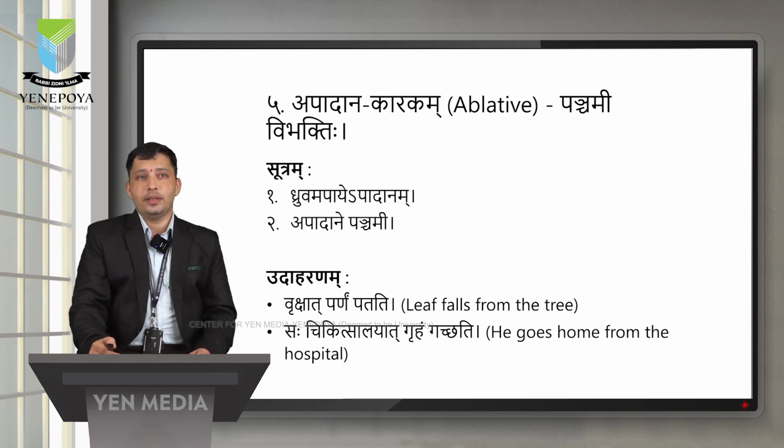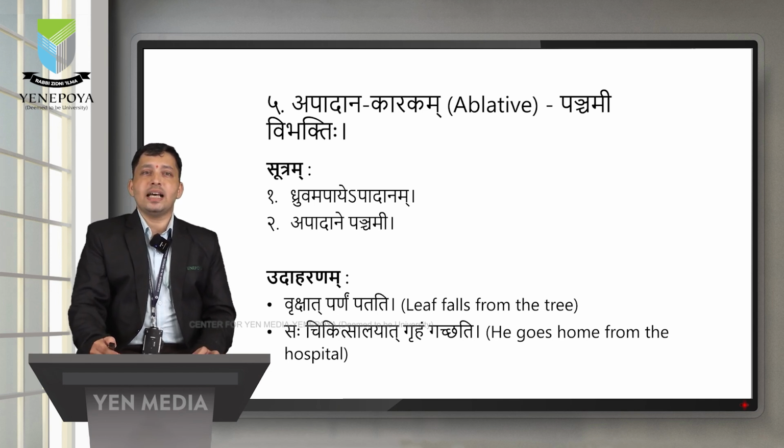Let's see an example. Vrikshat Parnam Patati means a leaf falls from the tree. Here we can see that there is a tree and there is a leaf, and the leaf is moving, falling from the tree. The tree doesn't fall, the tree is not moving. That means the tree is constant or still. So that's why it gets Apadana Karaka. That's why it is in Panchami Vibhakti.